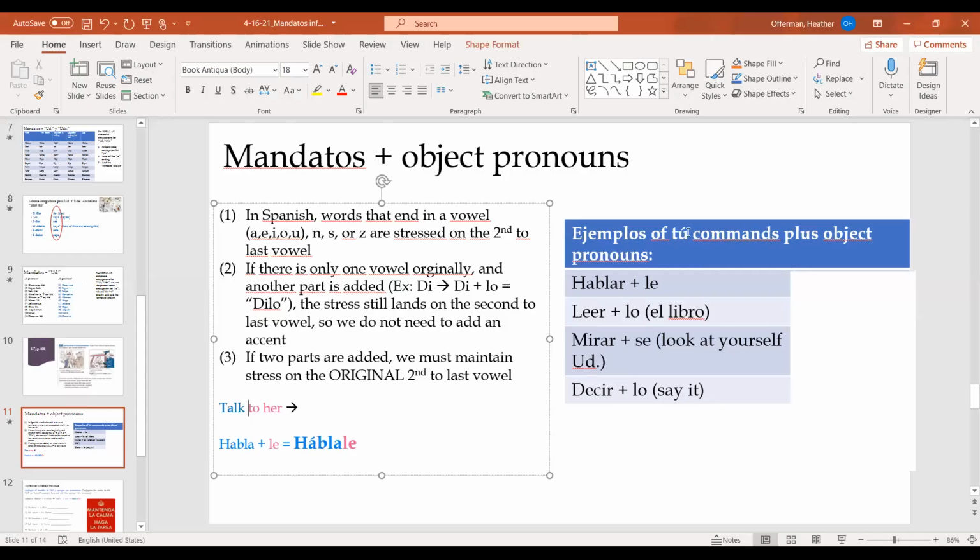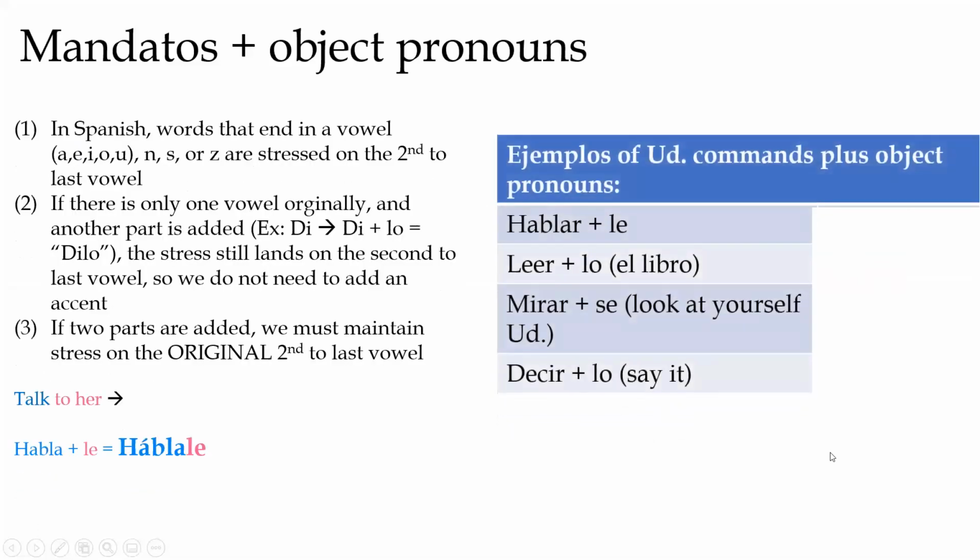Oh, it looks like it's supposed to be usted. Sorry about that, y'all. So let's review again. If we have hablar plus le, for usted, then we're going to have háblele. Leer plus lo, so lo being the book, so read it. Léalo. Mirar plus se, we have mírese, and then decir plus lo, dígalo.